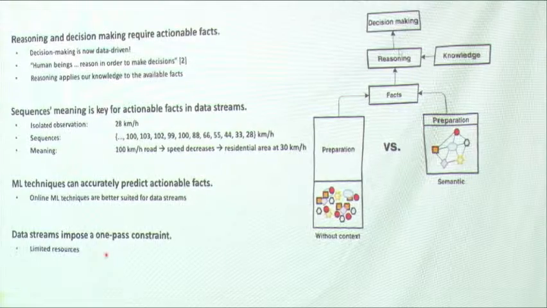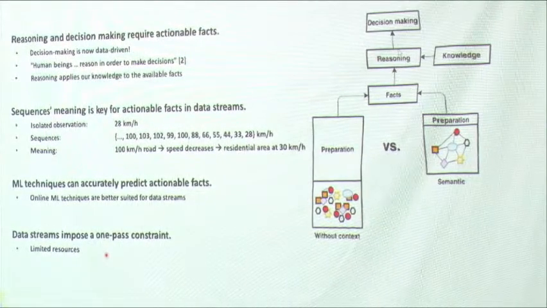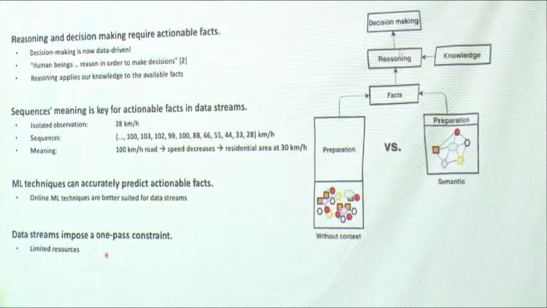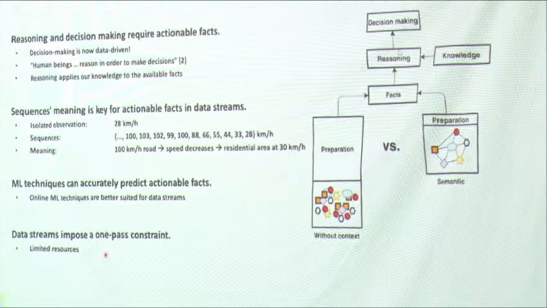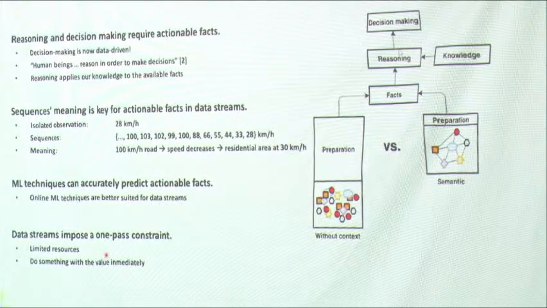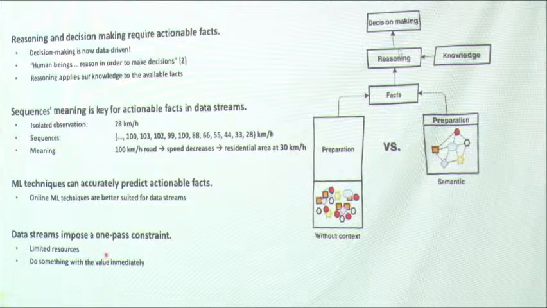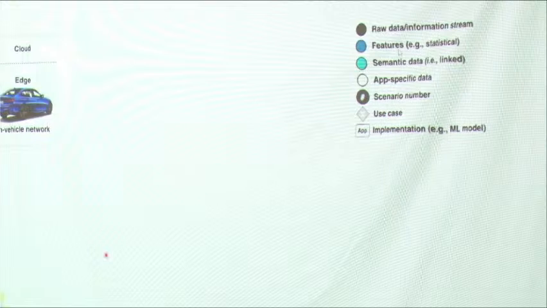This means that you normally have constrained resources in some devices, for example in a connected car. You cannot have unlimited computation or unlimited storage or unlimited bandwidth. So that means you must do something with the data point that you see, otherwise this data point will be lost forever.